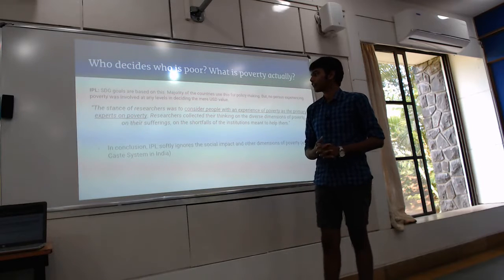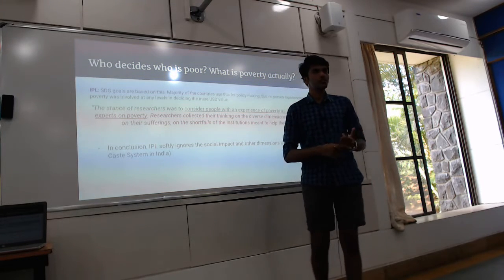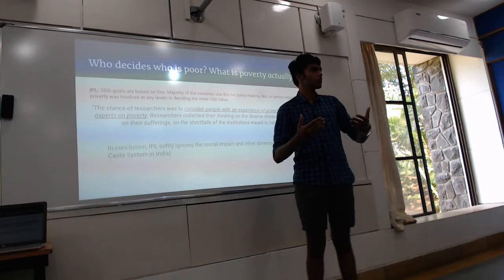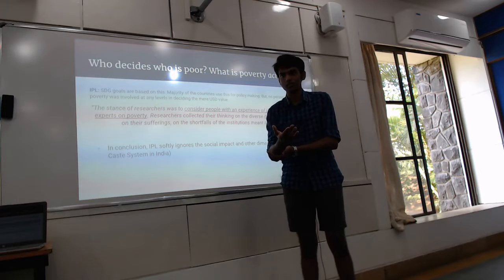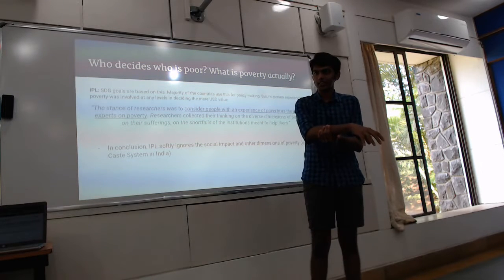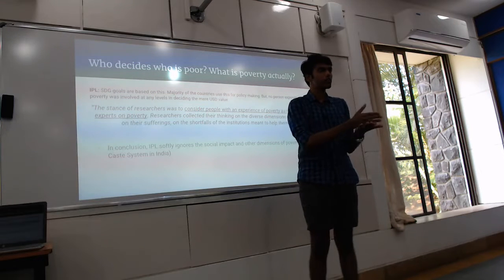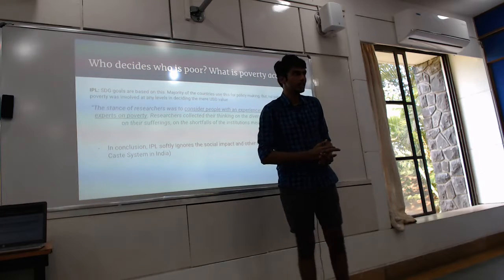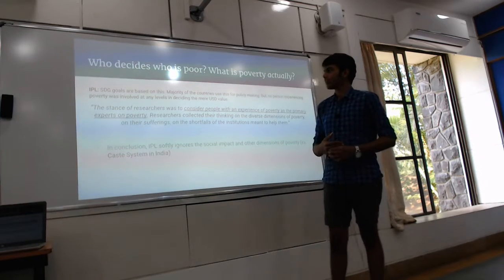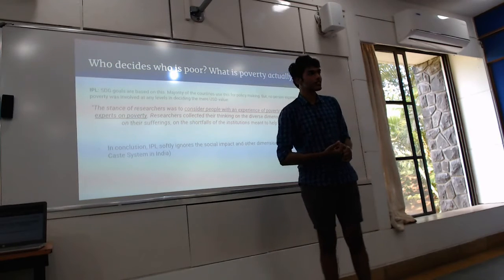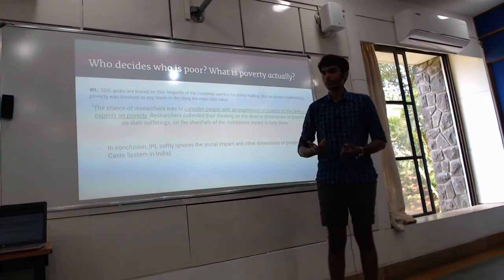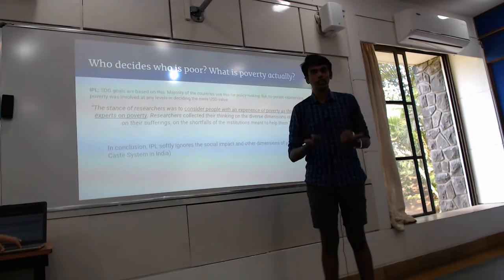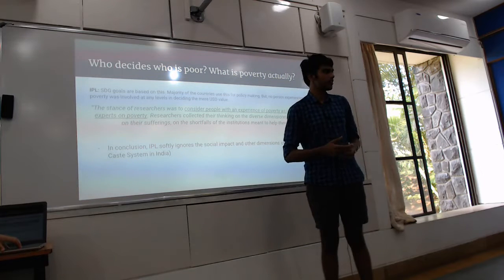So for example, if you take the case of India, we have the caste system. So let's say there is a family above poverty, but they're not allowed to access common resources because they're from a certain caste. So this way they're deprived of human dignity, even though they may be above the poverty line. So that's why the international poverty line was criticized for not being an accurate depiction of actual poverty, and it was decided by a bunch of economists in the United States.